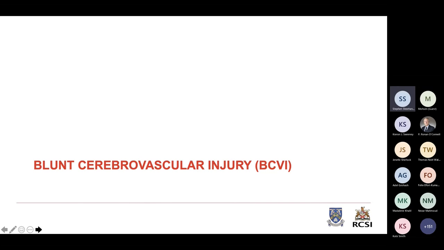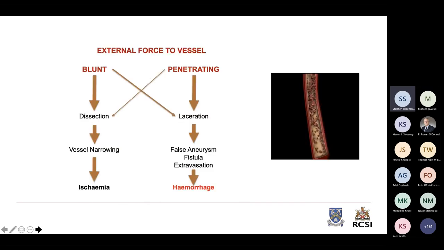So I'm just going to speak briefly about blunt cerebral vascular injury. When external force is applied to blood vessels, it could either be in the form of blunt trauma or penetrating trauma. Blunt injuries predominantly result in vessel dissection, whereas penetrating injuries usually cause laceration of the vessel. Dissection results in vessel narrowing, which increases the risk of ischemia due to occlusion, thrombosis, or embolus from the vessel. Laceration results in formation of pseudoaneurysms, fistula, as well as extravasation causing hemorrhage.